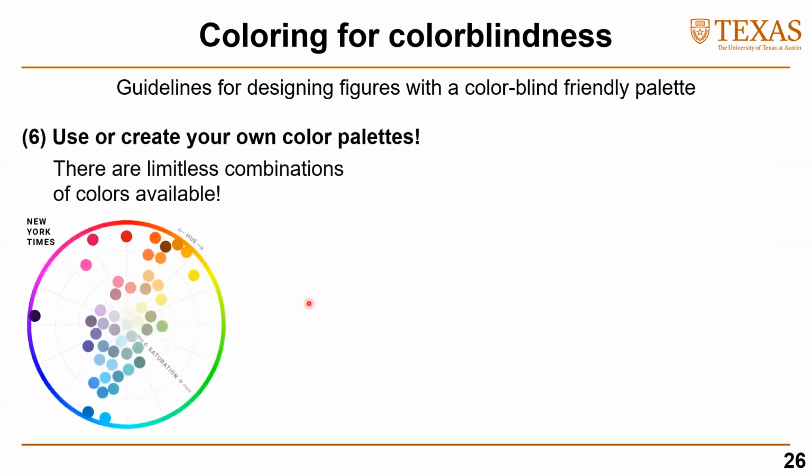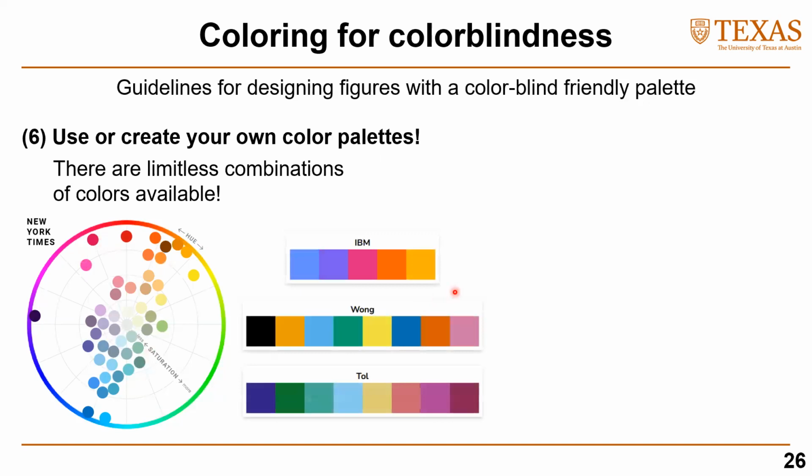And you can also create your own color palettes, and I will show you some resources later. But notice that you have limitless combinations. For instance, this is a New York Times color palette. So you can basically play around with different hues, different saturations, and you can create your own color palette. There are also some color palettes available in the literature that were specifically created for scientific publications.